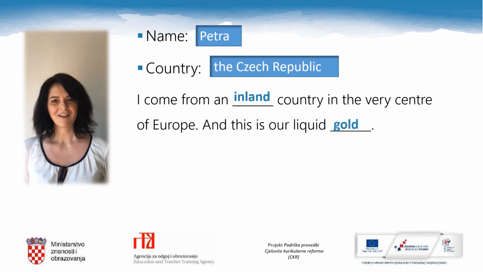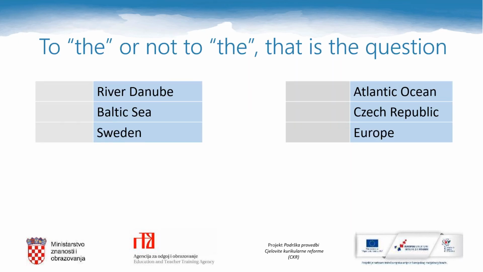Well done. Now we will talk about the article "the" and when to use it with geographical names. These are all some geographical names you've heard these people mention. When do we use "the" in front of them? Do you remember River Danube? Did they use a "the" with River Danube? Yes, they did. So it's the River Danube.